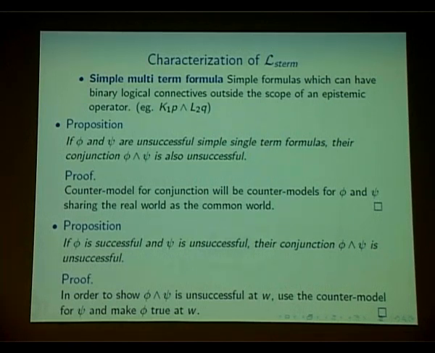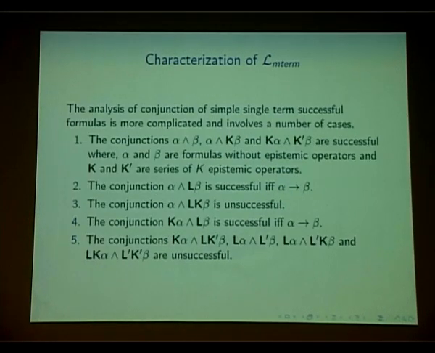Again, you use the counter model, and so this is the idea of a proof. I'm not going into the details because I don't have so much time. What happens is, for the conjunctions of successful formulas, if phi and psi both are successful, then the analysis is more complicated. So you have to look at different cases, and this is a summary of different kinds of results.